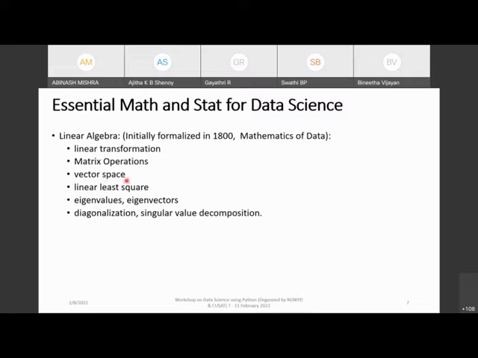Then vector spaces, because if you see the input for your neural network or machine learning model is either a vector or a matrix or a tensor. Tensor is nothing but more than 2-dimensional matrix. So you should know how to handle the vectors, how to add the vectors, how to multiply the vectors.